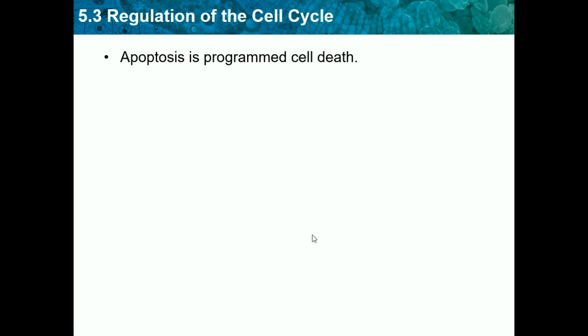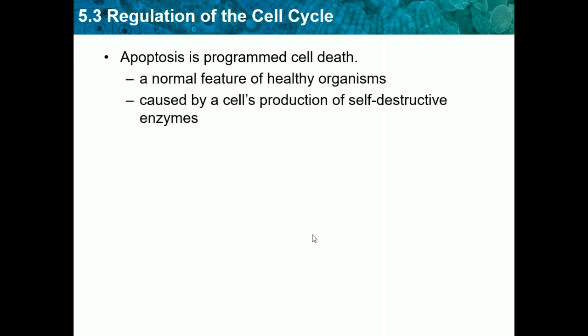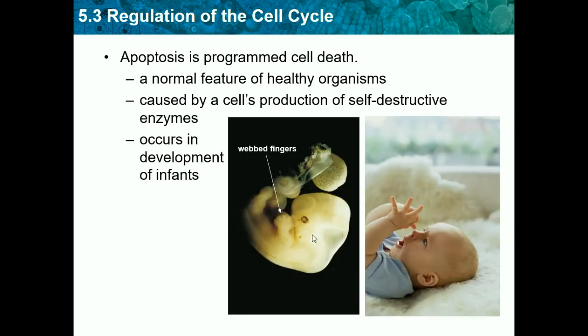So another feature of healthy cells is apoptosis, and this is programmed cell death, which doesn't sound that pleasant, but it's pretty normal. So it's a normal feature of a healthy organism caused by a cell protein for self-destruction. So it's an enzyme that basically kills the cell after a certain time. And it occurs in development of infants.